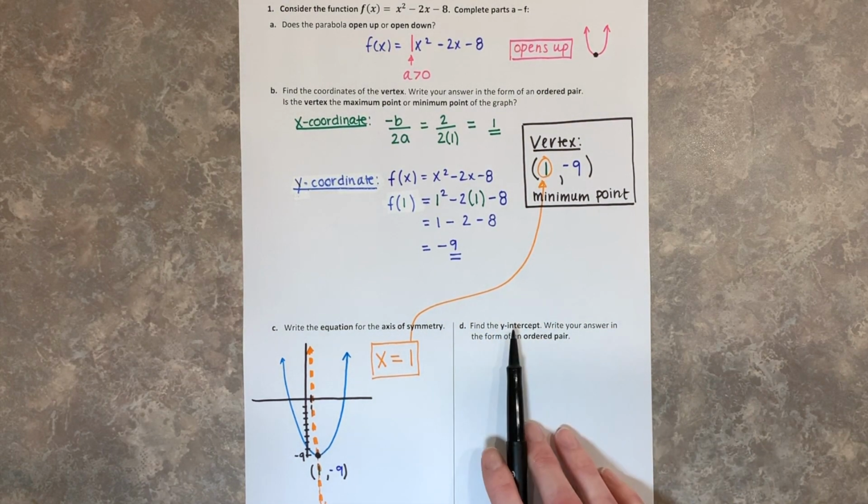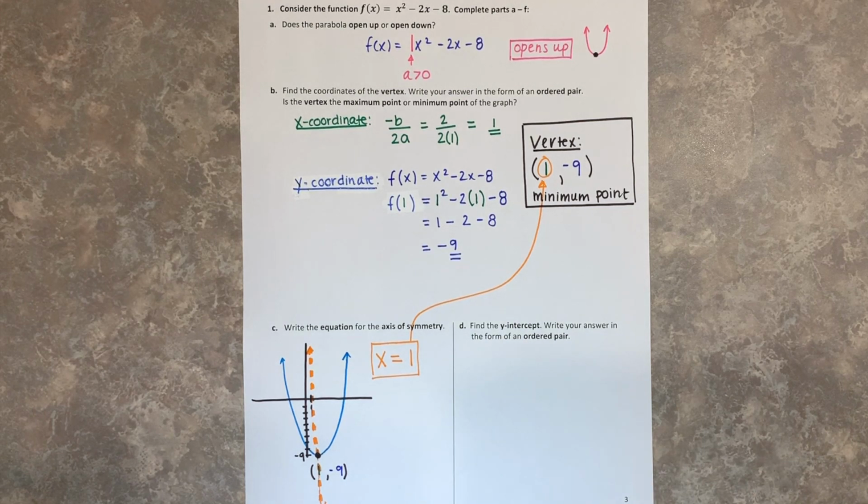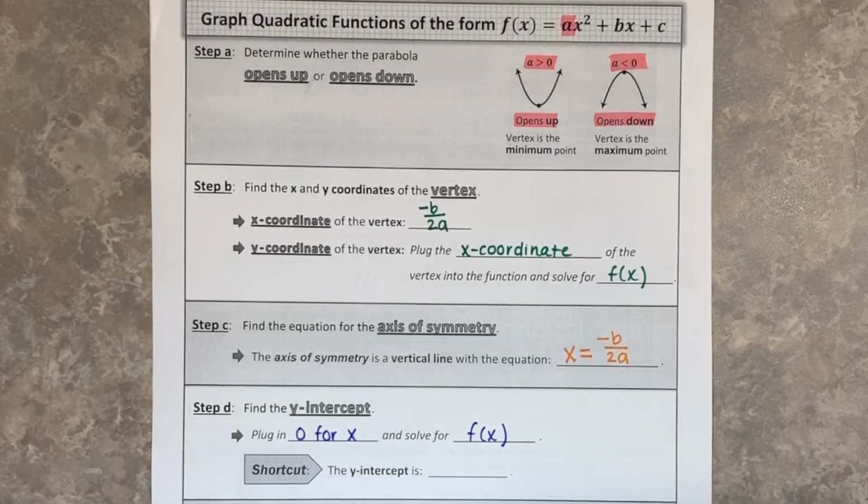Next step, we want to find the y-intercept. And let's look back at our notes briefly. We said that to find the y-intercept, we plug in 0 for x and then solve for f of x.